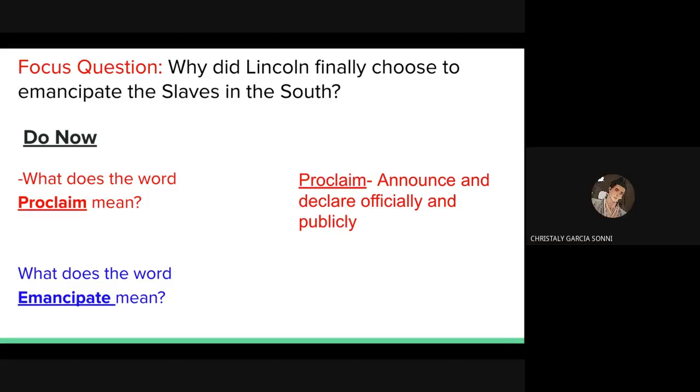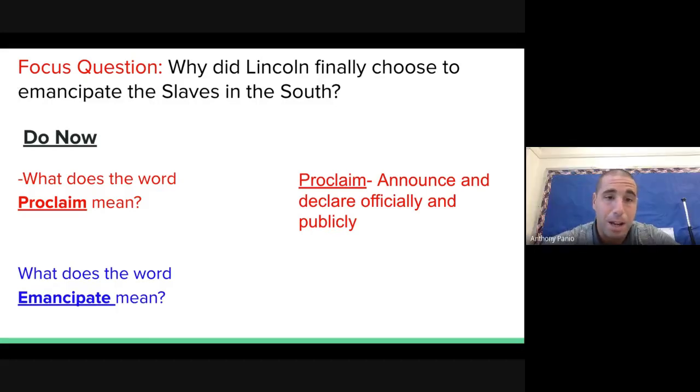From what I searched up, it means to free, especially from legal or social restraint. Yeah, free. All right, to free someone. Excellent. Okay, so emancipate means to free, to set free. And this is an important thing because in today's lesson, we're going to deal with something called the Emancipation Proclamation.